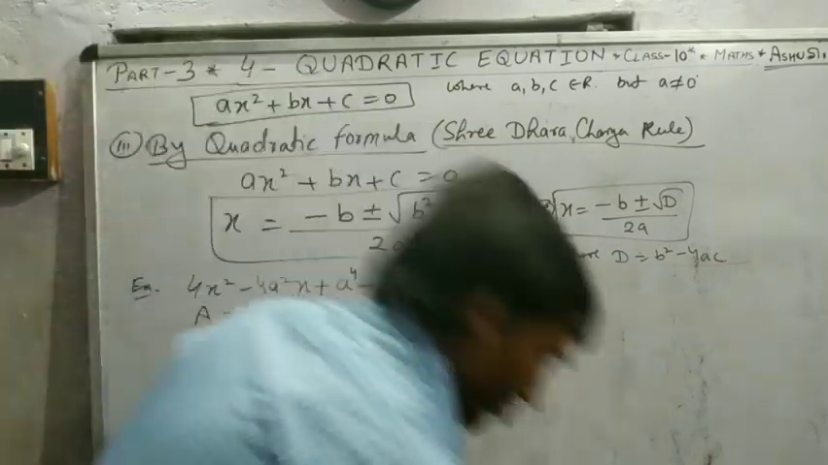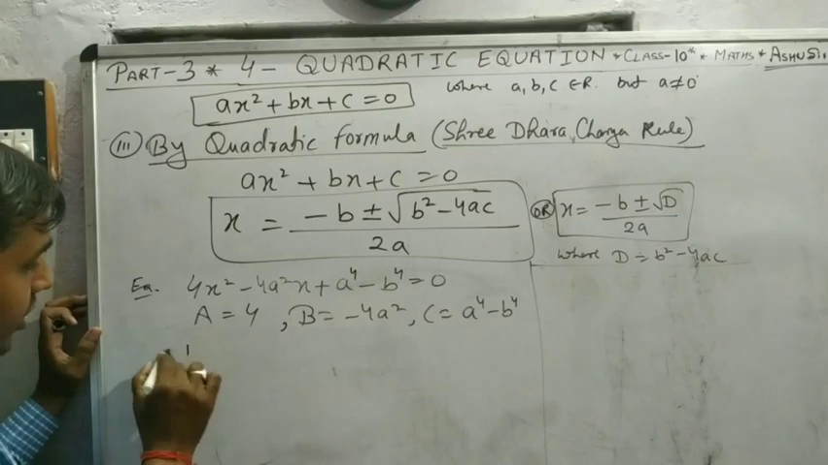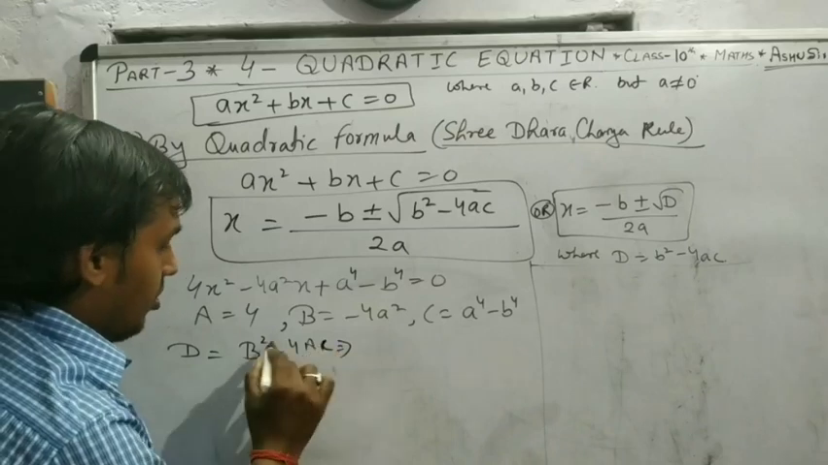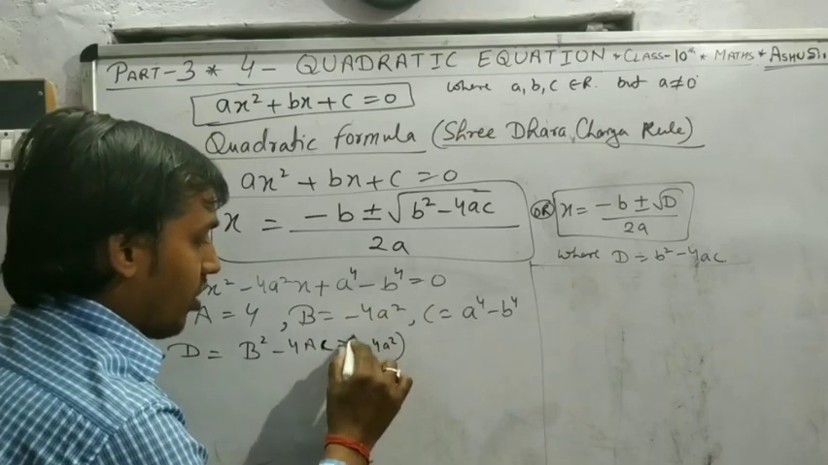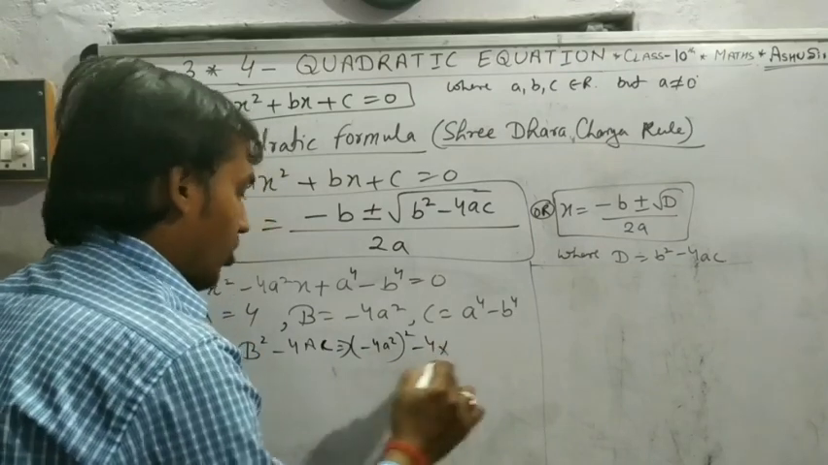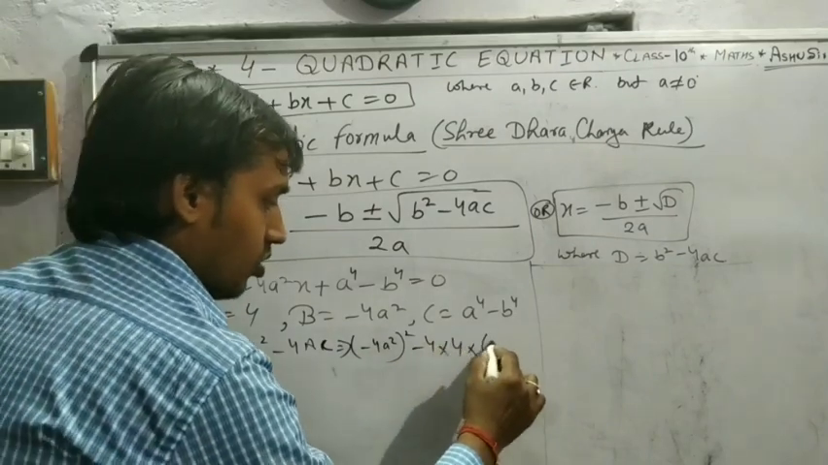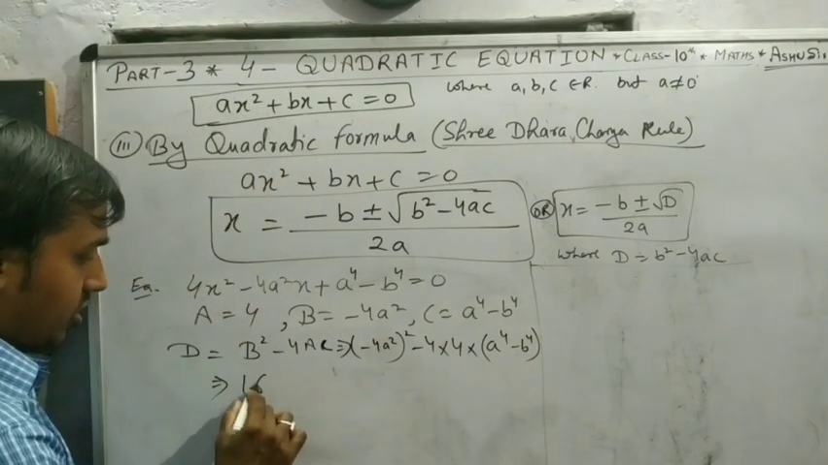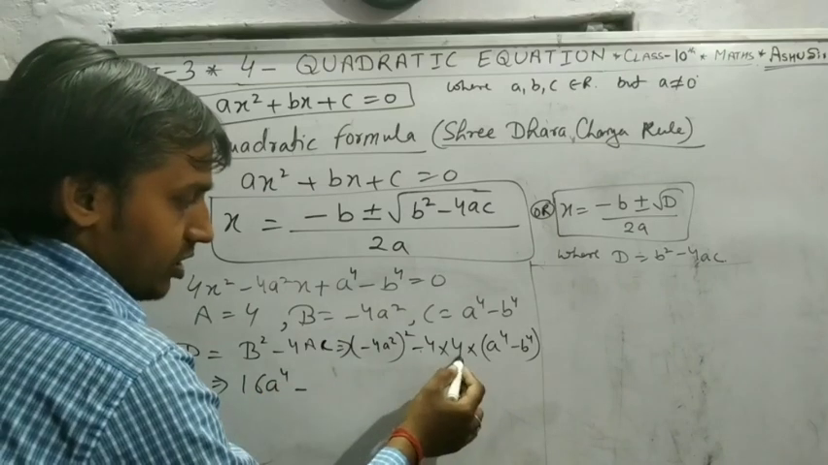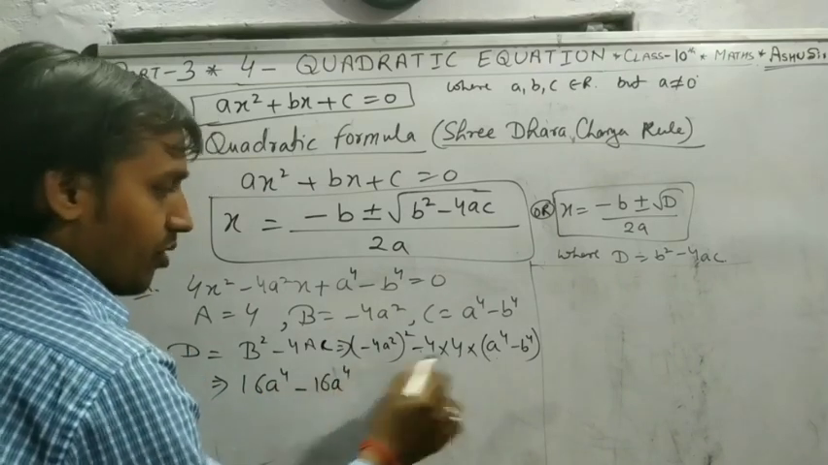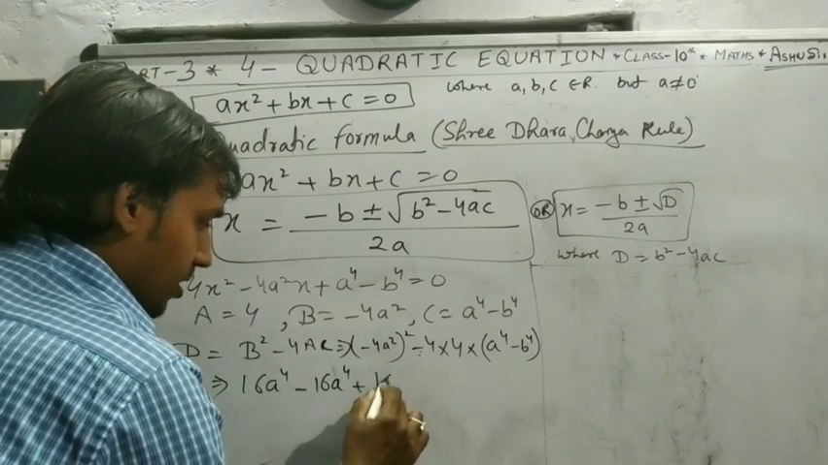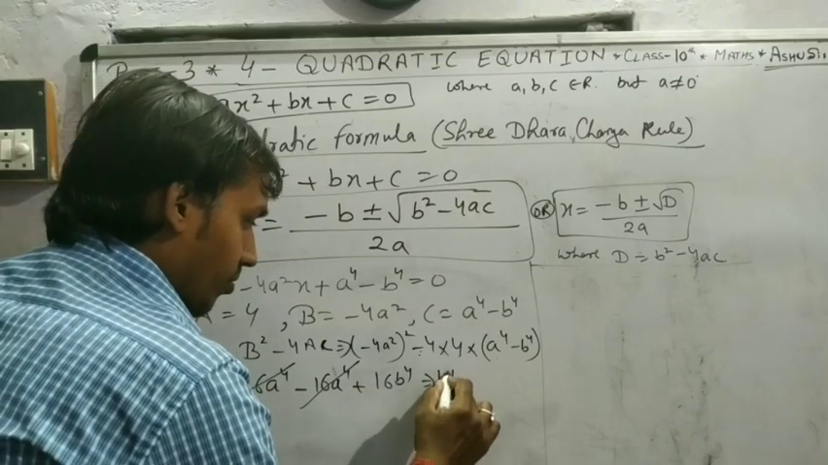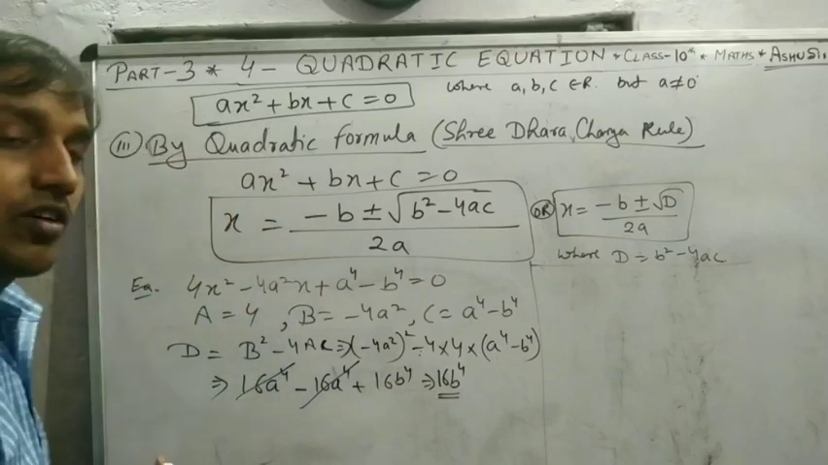Then first you find the value of D. b square minus 4ac. b means minus 4a square, whole square, minus 4 into a into c, 16a to the power 4 minus 16a square, a to the power 4, sorry, minus plus 16b to the power 4. This is cancelled out. You get 16b to the power 4 is the value of D.